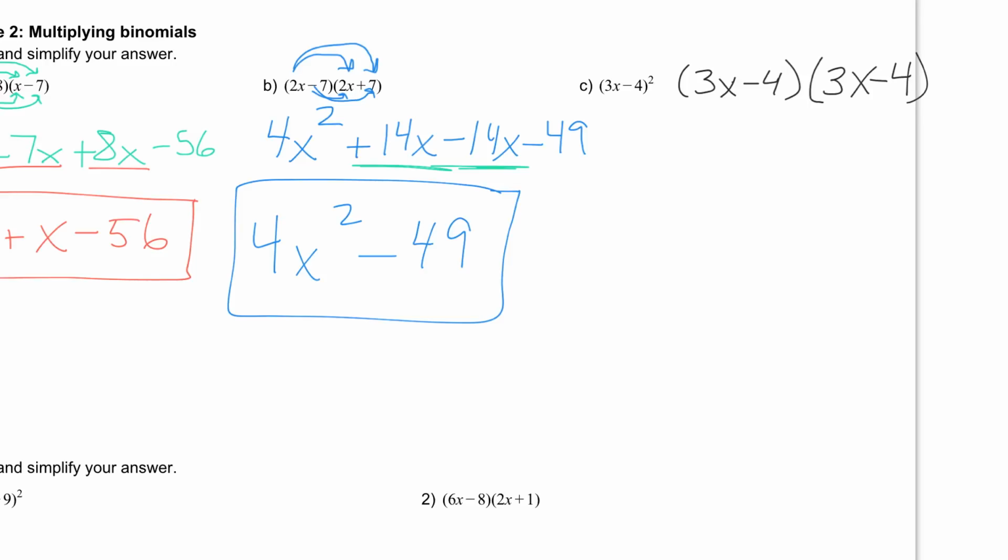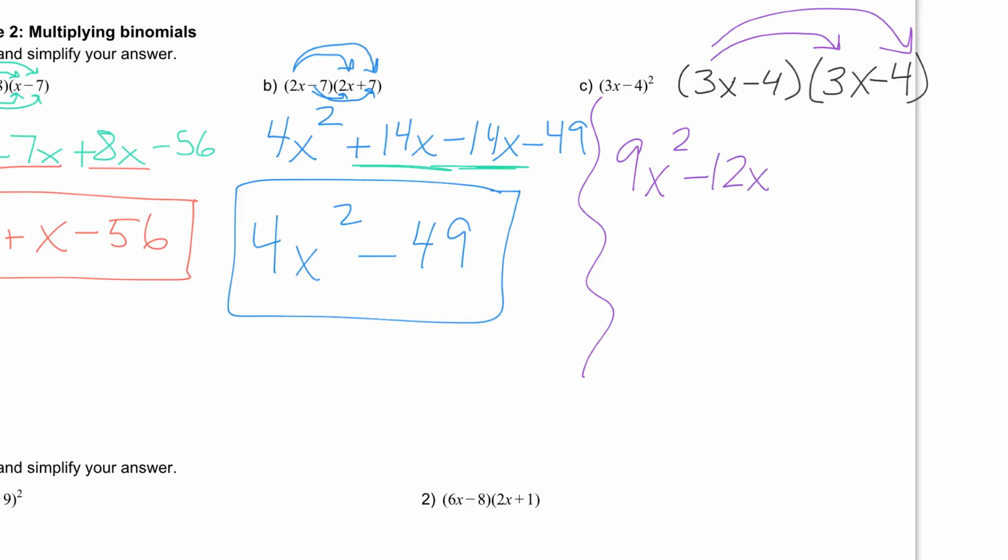So your first task is to rewrite anything that's squared as something multiplied by itself. And now I'm going to take this 3x, multiply it by everything over here, and take the negative 4 and then multiply it by everything that's over here. So let's go ahead and start with the 3x. So I have 3x times 3x, which is 9x squared. Then I'm taking 3x times negative 4, which is a negative 12x.